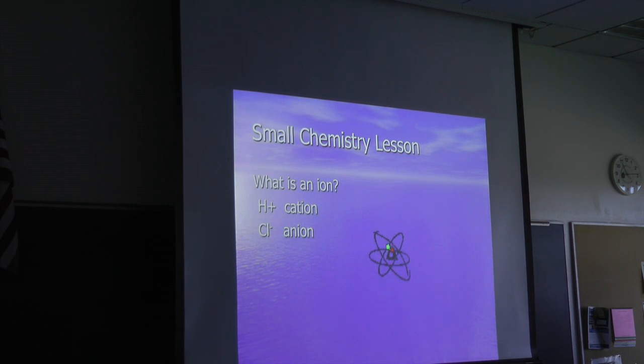So an ion is an element that has a charge to it. So it shows hydrogen with a plus. And anytime something has a positive charge, it's called a cation. If an element loses one of its electrons, an electron has a negative charge.